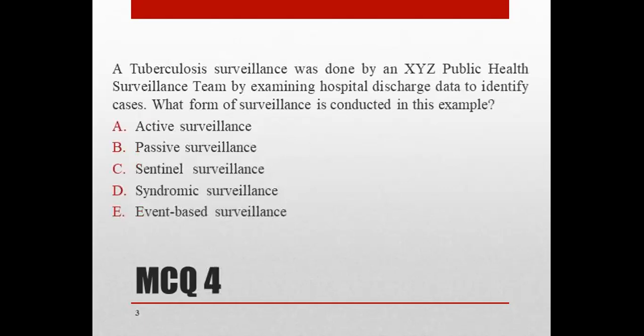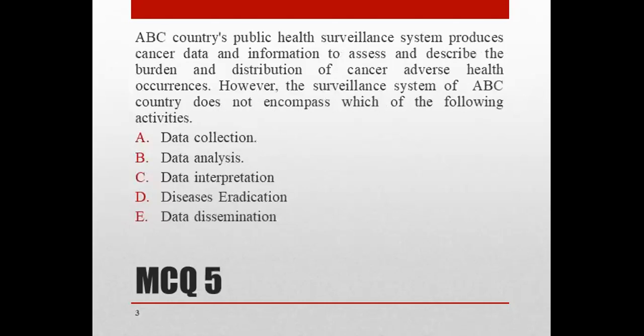MCQ 4. A tuberculosis surveillance was done by the XYZ public health surveillance team by examining hospital discharge data to identify cases. Which form of surveillance is conducted in this example? Alpha, active; beta, passive; C, sentinel surveillance; delta, syndromic surveillance; E, event based surveillance. B. Beta will be the correct option as they actually examine the hospital discharge data. Passive surveillance is done.